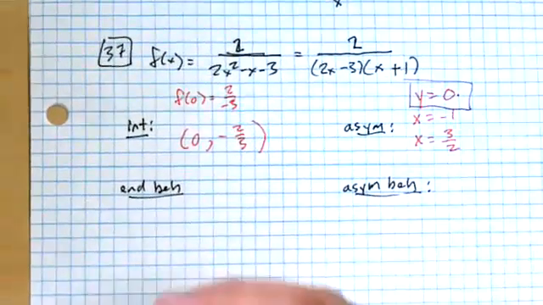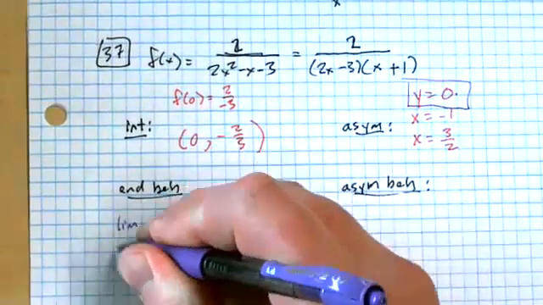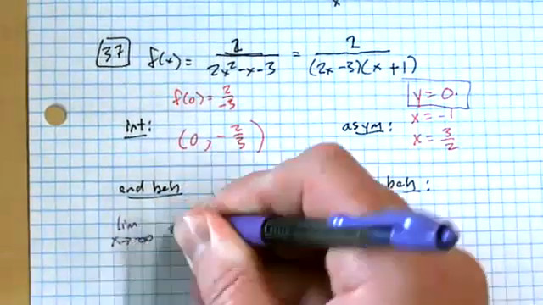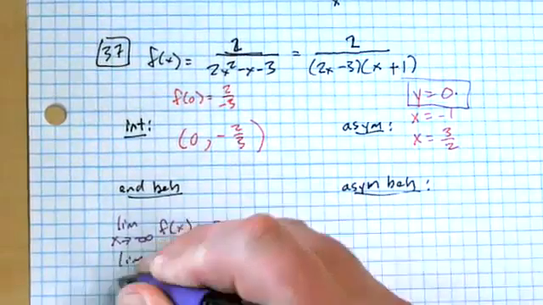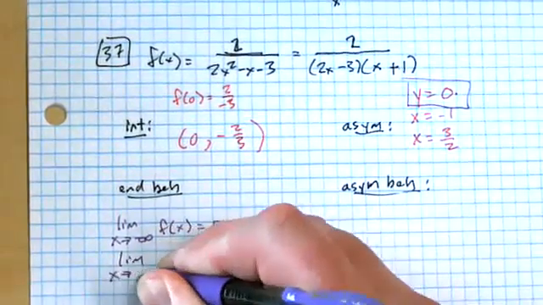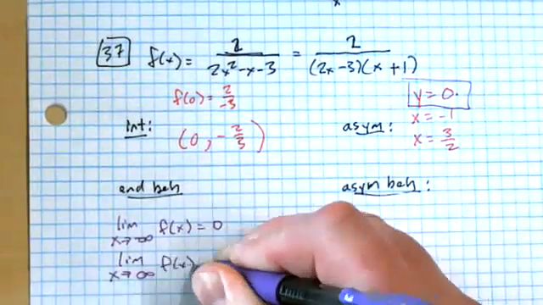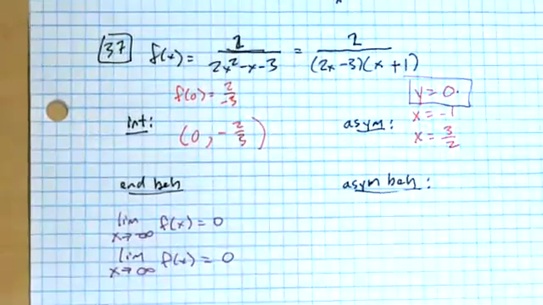So we just have to remember how to write that. The limit as x goes to the left, the y values level out to 0. The limit as x goes to the right, the y values level out to 0.